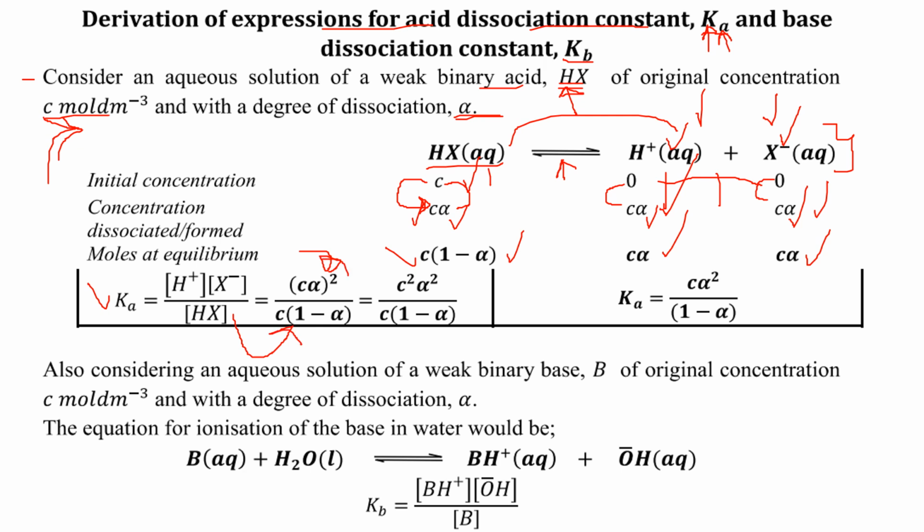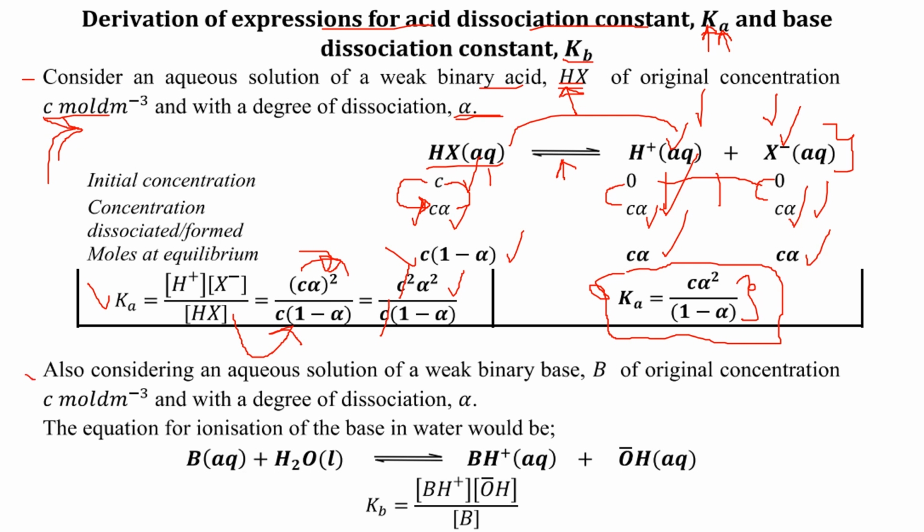Now if you square the concentration of the products, you get C squared alpha squared divided by C into 1 minus alpha. Now one of these C goes away with one of the C here. So you remain with C alpha squared divided by 1 minus alpha. So this is the ionization constant of a weak acid. This is how we get the ionization constant of a weak acid when it is dissociating in solution.